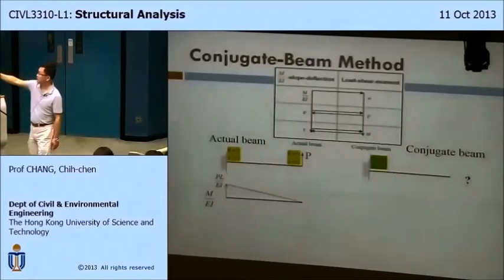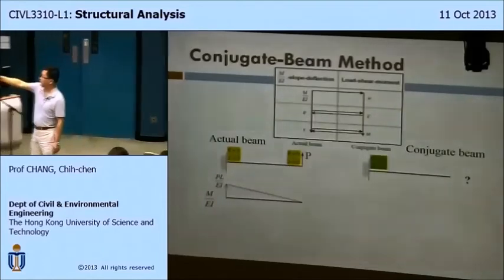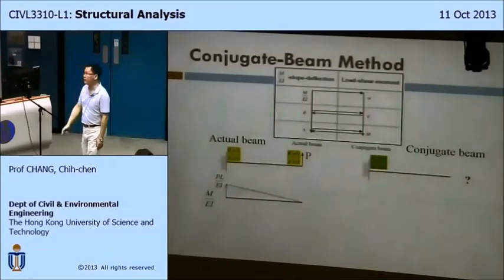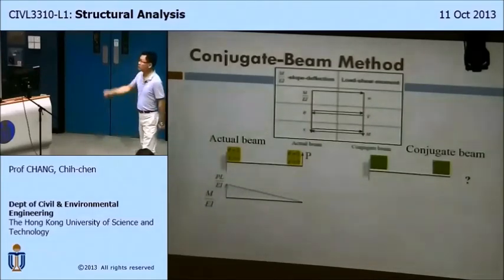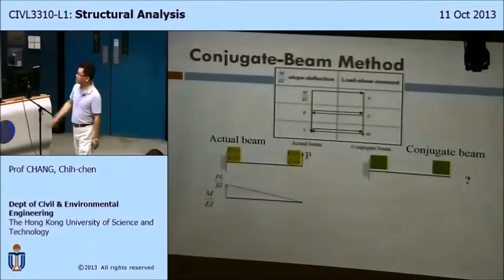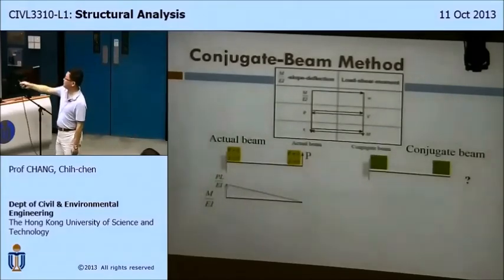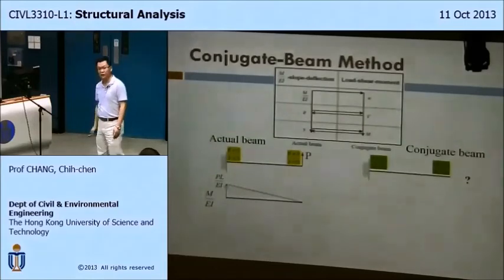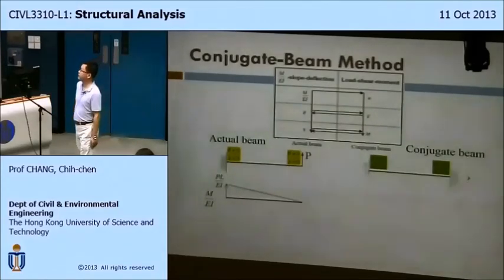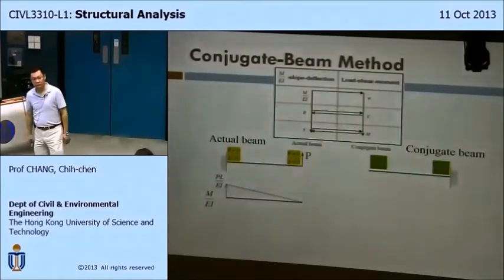Also, look at this side. I know this point, rotation angle not equal to 0, displacement not equal to 0. So converting to the conjugate beams, shear force not equal to 0, bending moment not equal to 0. So they come out in pair through the correspondence. As a result, the conjugate beam is not the same as the actual beam because of such a conversion. As a matter of fact, they are just reciprocal.